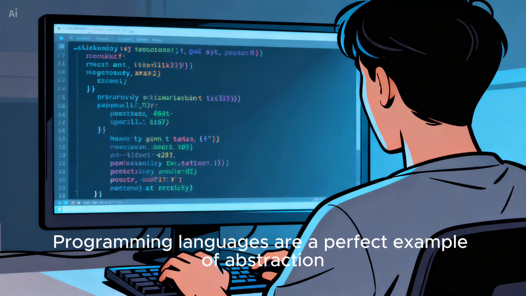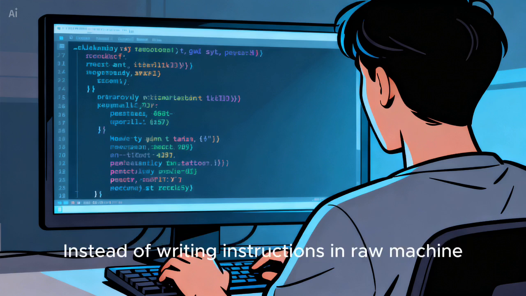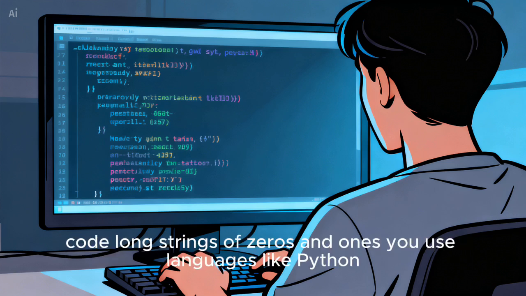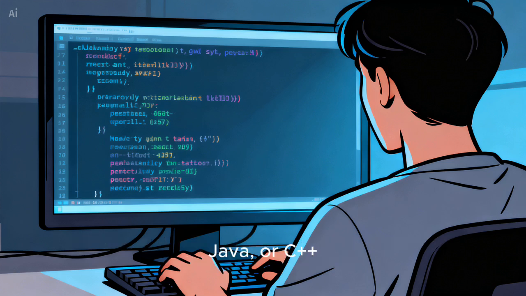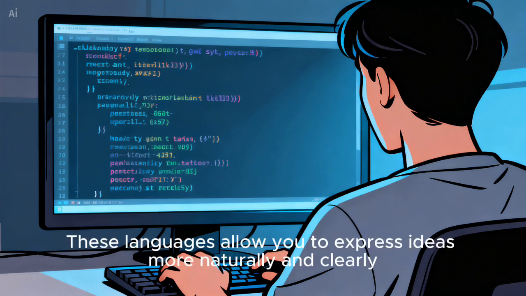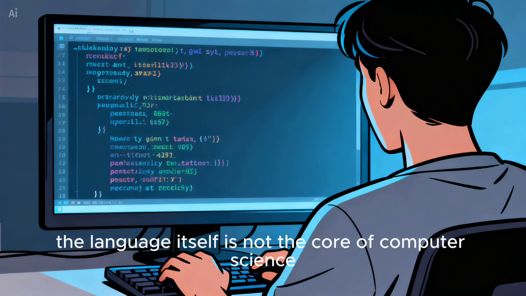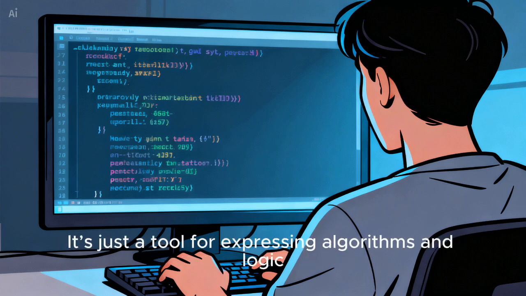Programming languages are a perfect example of abstraction. Instead of writing instructions in raw machine code, long strings of zeros and ones, you use languages like Python, Java, or C++. These languages allow you to express ideas more naturally and clearly. But again, the language itself is not the core of computer science. It's just a tool for expressing algorithms and logic.